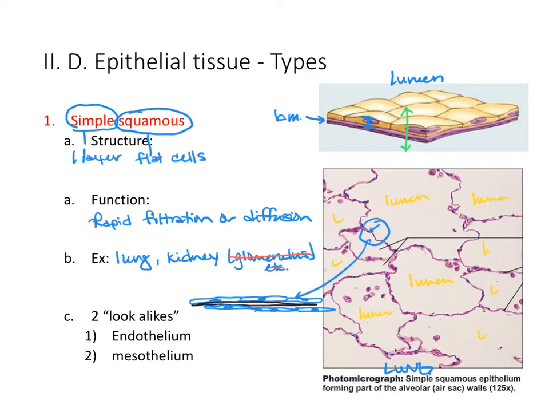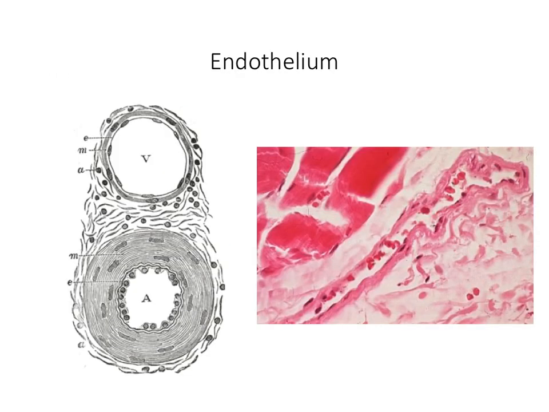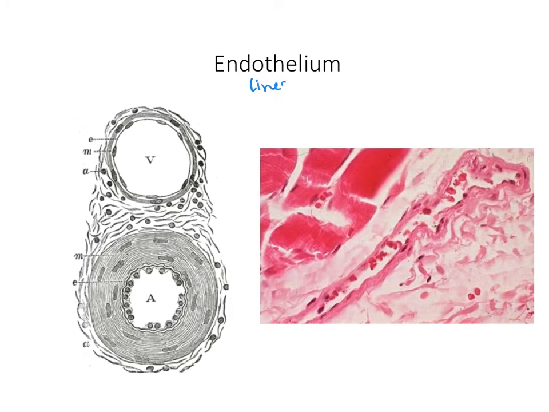So let's take a look at those two tissues. The first one I have here is endothelium, and what I might want to remember about this stuff is that it's going to line blood vessels, it's going to line lymph vessels, and also the heart. And so if I look at these cells here, I can see them again right next to, this is the lumen here in a vein, this is the lumen here in an artery.